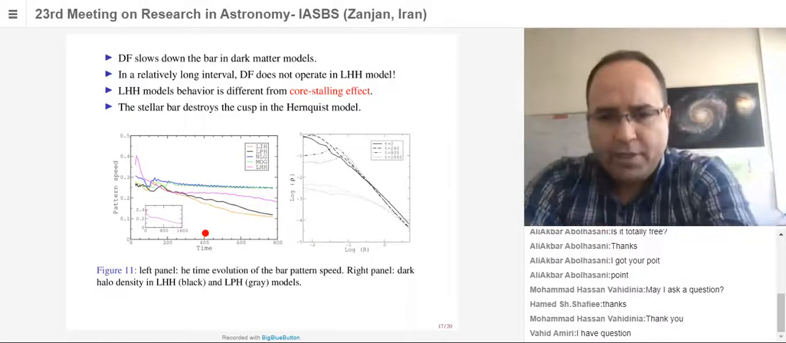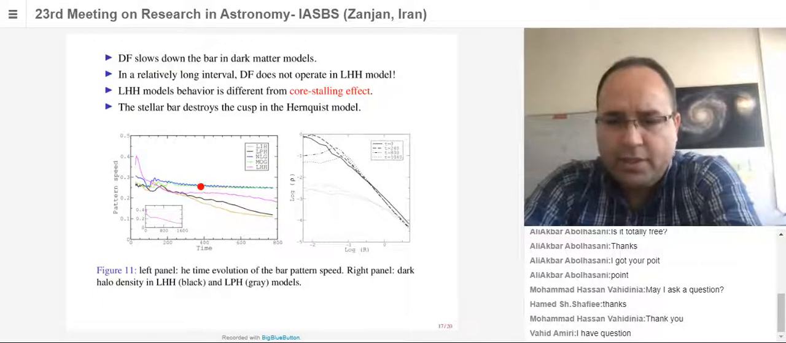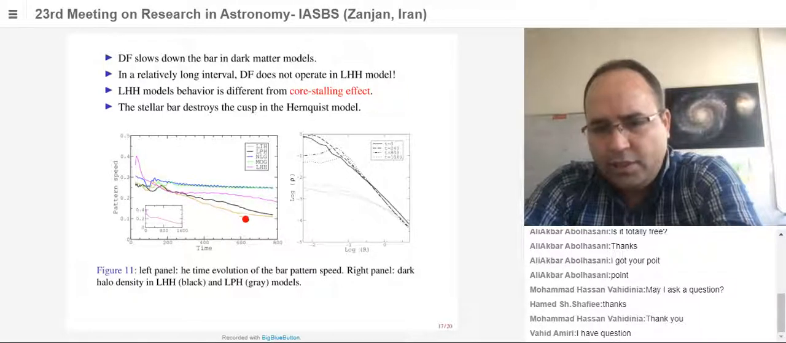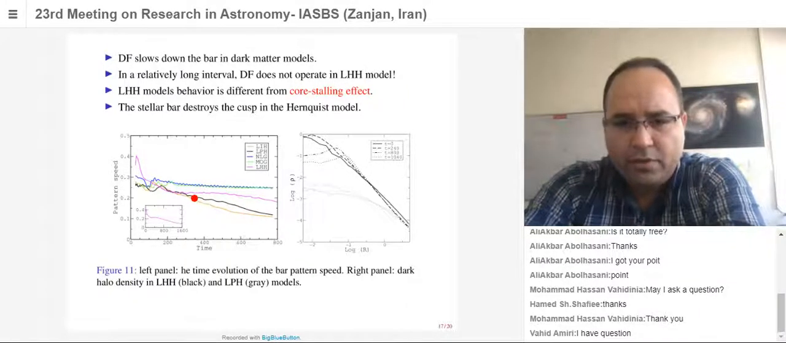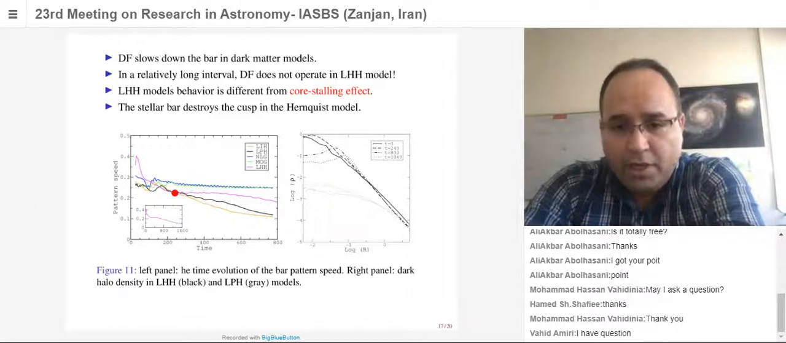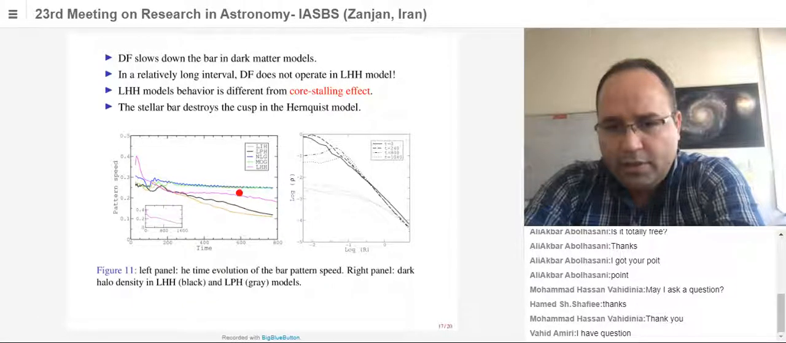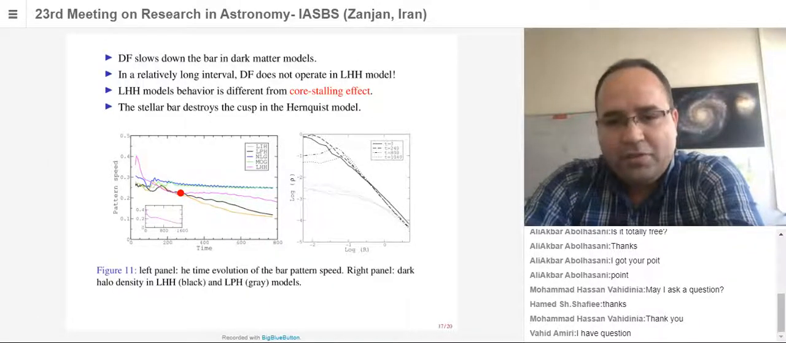For pattern speed, again, as expected, we see that dynamical friction doesn't operate in modified gravity, but very seriously changes everything in dark matter cases. But here for Hernquist model, as I mentioned, there is a long interval in which dynamical friction in fact disappears. We have a similar thing in the literature. We call it core stalling effect.